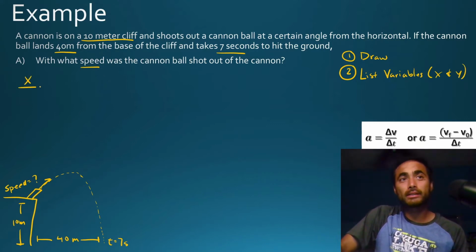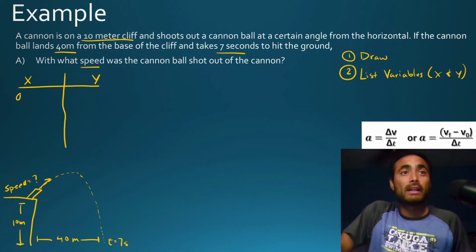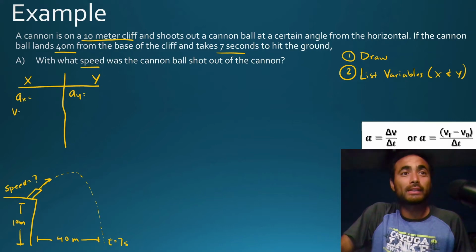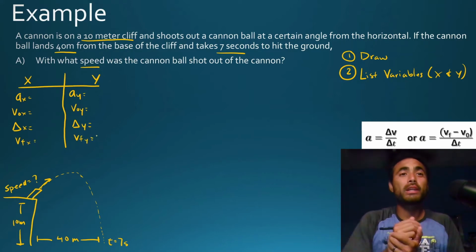I'm going to make something to easily organize everything like this. X and Y. Okay, so I'm just going to list things out. Acceleration in the X, acceleration in the Y. Velocity initial in the X, velocity initial in the Y. Displacement in the X, displacement in the Y. Velocity final in the X, velocity final in the Y. And the last variable here is time.